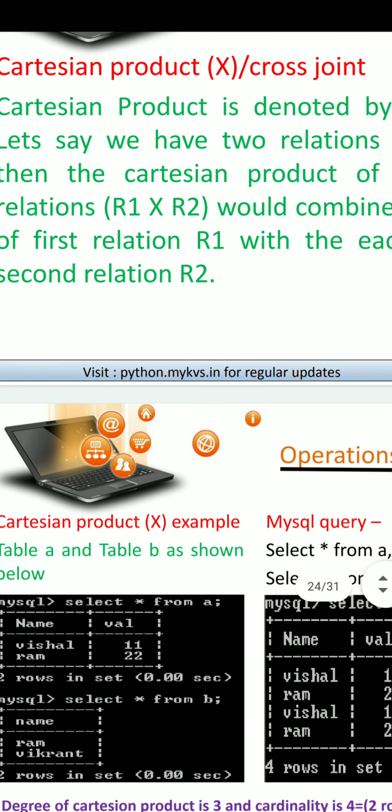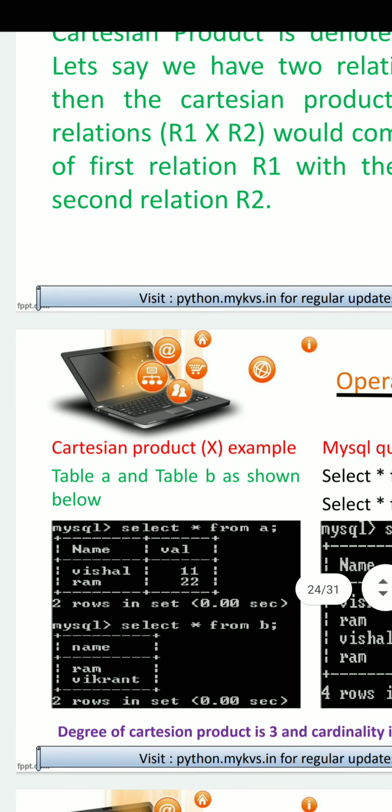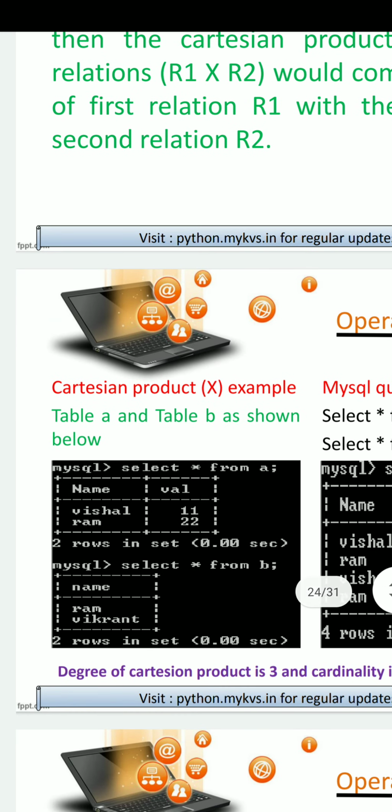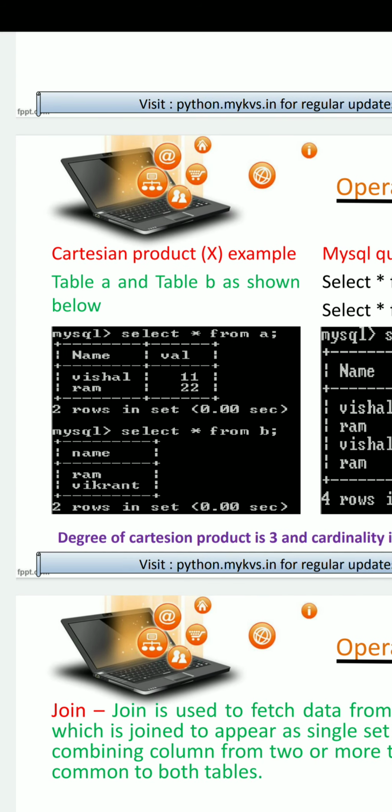Next one is Cartesian product or cross join. Cartesian product means multiplication of rows of both tables. Suppose there are two rows in one table and 3 rows in another table. How many rows after multiplication? 2 multiplied by 3 means 6 rows will be there. Look here. In the first table we have A with Vishal and Ram, and then another table B with Ram and Vikrant.